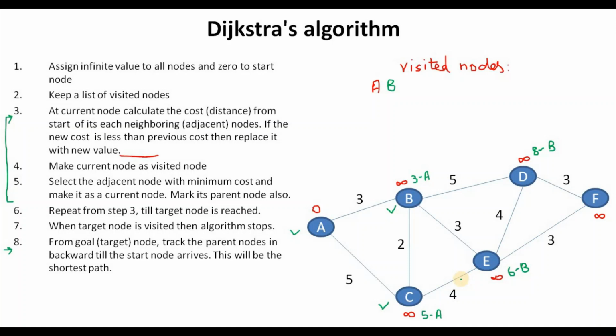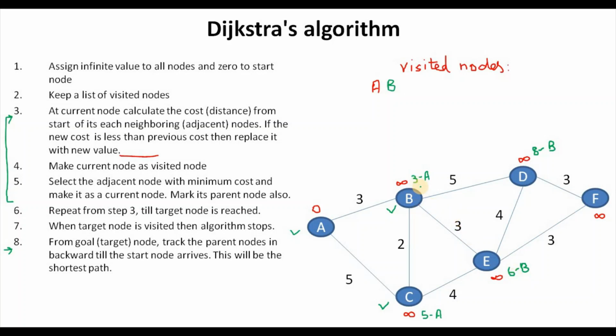Now we shall calculate the cost again from these nodes. Let's see, starting from E, it has already a cost of 6. It means it is 6 distance away from the node A. But if we look from node C, it has a cost of 4 plus 5, which is 9. So if we go this way, then E has more cost. Because this cost is more than the previous cost, we will not do anything. We will not change it.